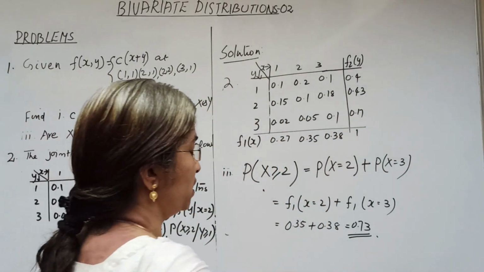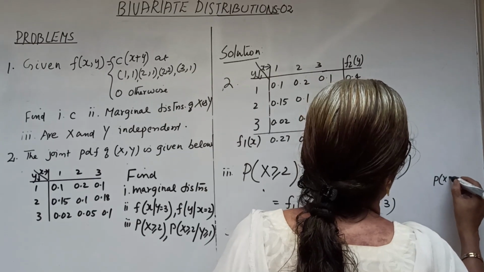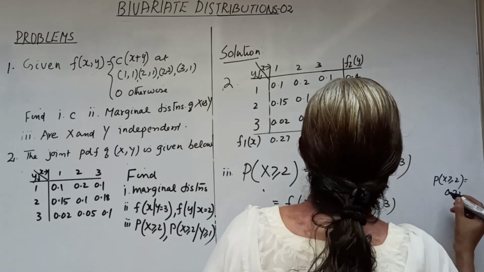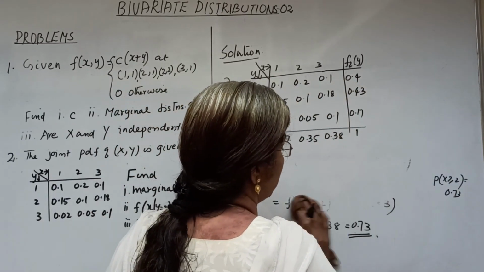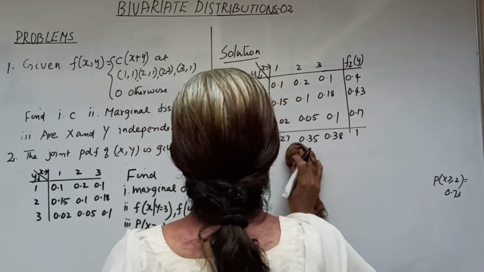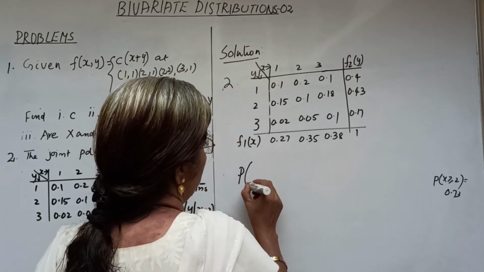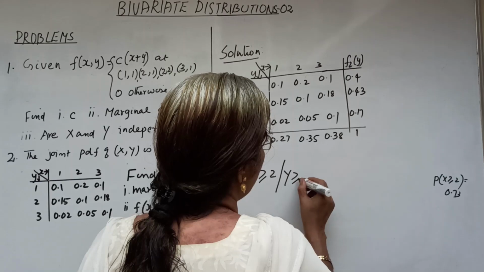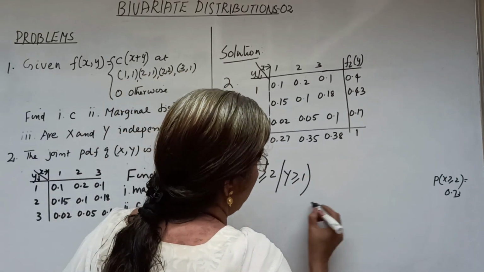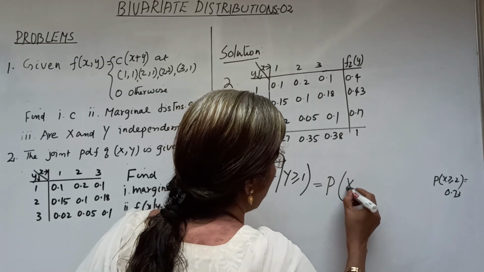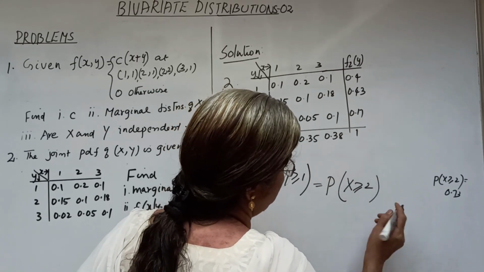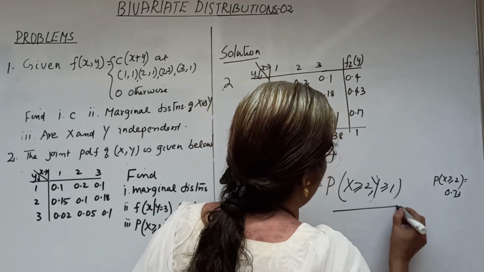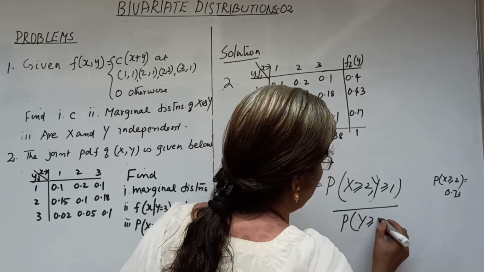It is equal to 0.73. Okay, 0.73 is probability x greater than or equal to 2. Now we have to obtain the conditional probability x greater than or equal to 2 given y greater than or equal to 1. What about this conditional probability? It is defined as probability x greater than or equal to 2 comma y greater than or equal to 1, divided by probability y greater than or equal to 1.